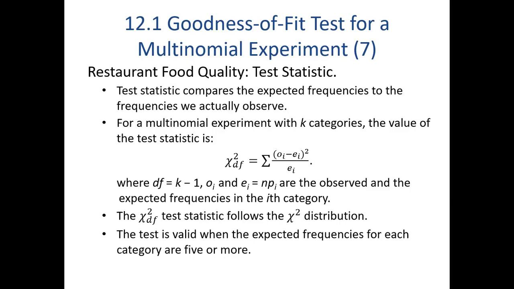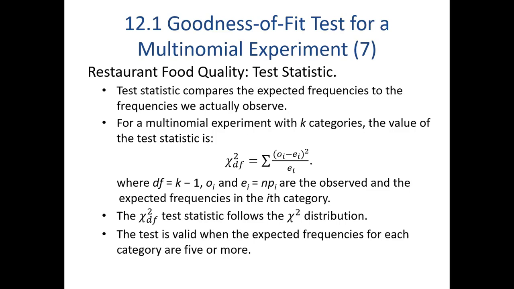For a multinomial experiment with k categories, the value of the test statistic is chi-square with degrees of freedom df, equal to the summation, that's a summation sign, sigma. So for each category, we subtract the observed minus the expected, square it, and divide by the expected value. And degrees of freedom is k minus 1. And the expected is n times p i. Okay, Oi and Ei are the observed and the expected frequencies in the category. Oi is the observed count, and Ei is equal to n times pi, the expected count for the ith category.